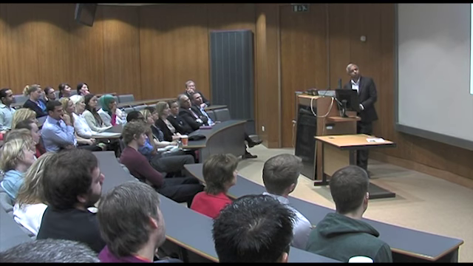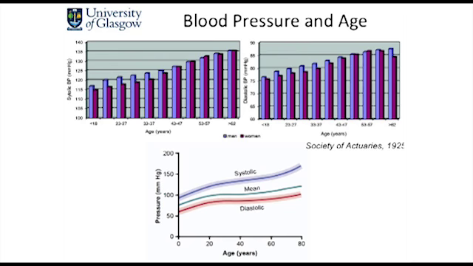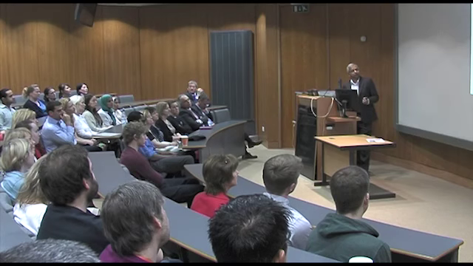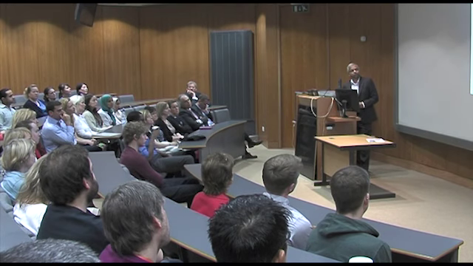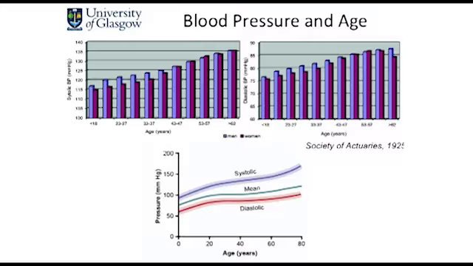The actuaries also noticed, and they were the first people to notice, that blood pressure increased with age. With increasing age, you have increasing blood pressure. They also noticed with increasing weight or body mass index, your blood pressure increased. And this is our current understanding of blood pressure. We know that systolic blood pressure, the top reading, increases linearly with age. Diastolic blood pressure increases up to around age 50, and then it plateaus.